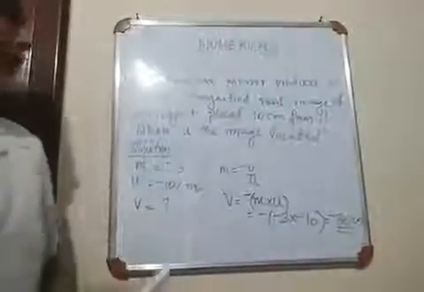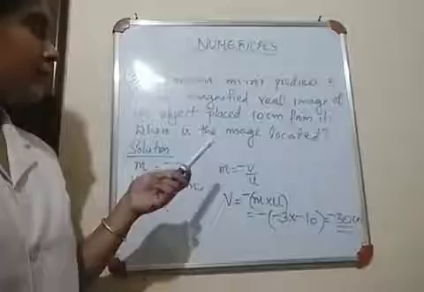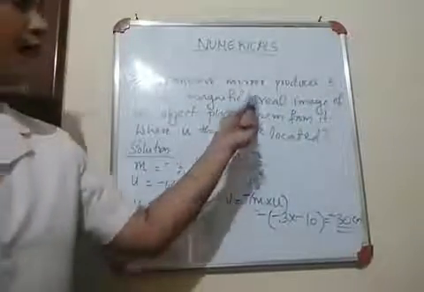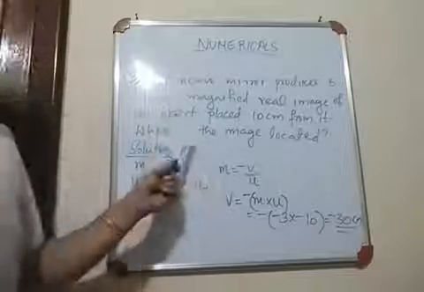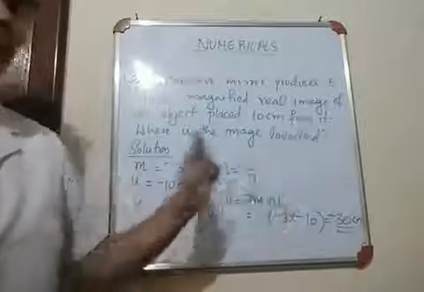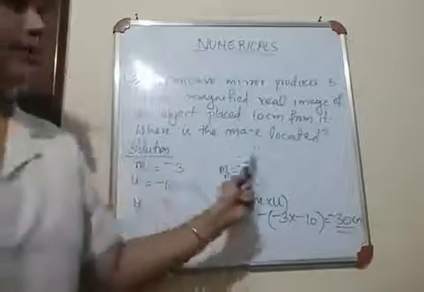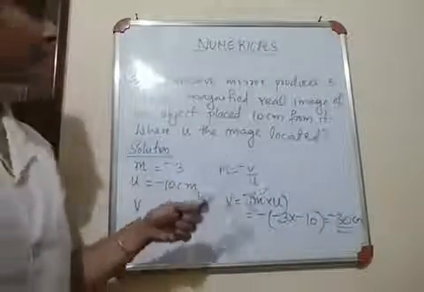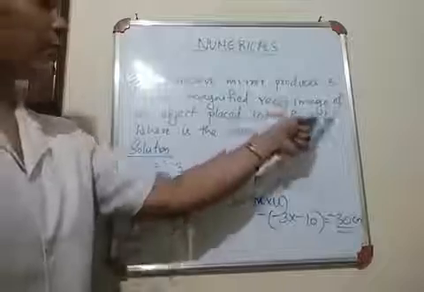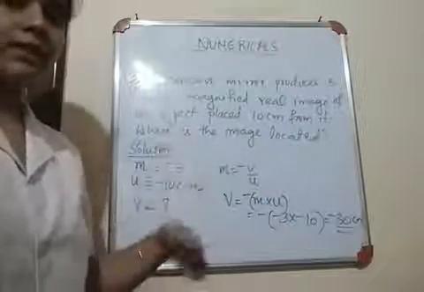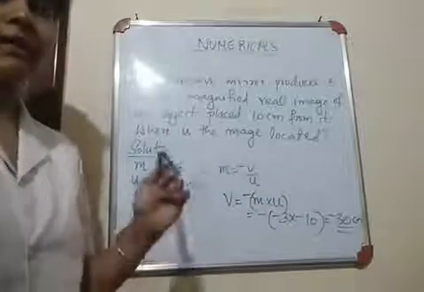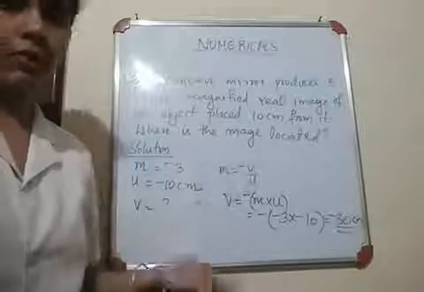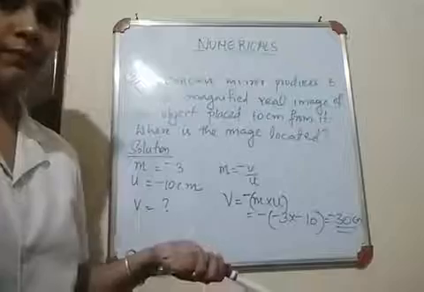Now children, look at the third numerical. It's a very simple one. A concave mirror produces 3 times magnified real image of an object placed 10 centimeter from it. So where is the image located? Here magnification is given. What is the magnification? A concave mirror produces 3 times. If it is 3 times, magnification will be 3. And if it is 2 times, magnification will be 2. If it is 5 times, magnification will be 5.